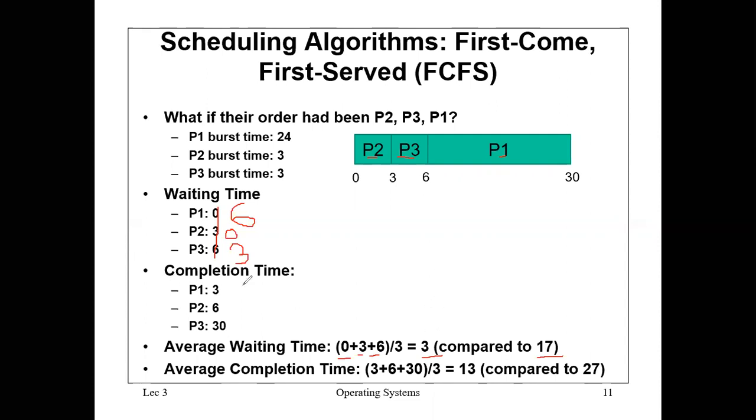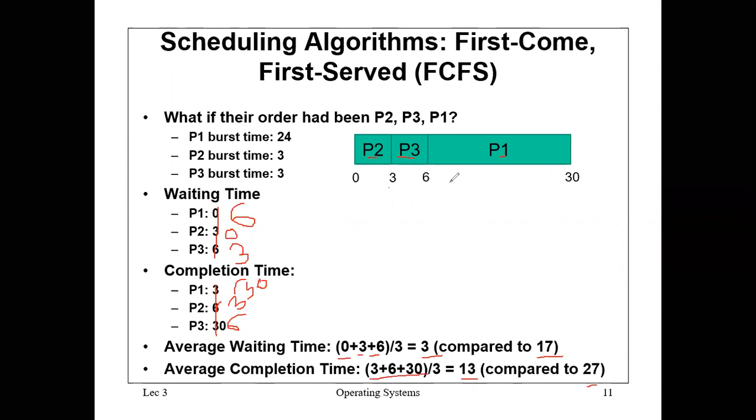Same goes for completion time. As you can see, P2 is finished at 3 seconds. P3 finished at 6 seconds. Sorry, this will be 6. And P1 finishes at 30 seconds. So again, the average completion time is now just 13 seconds. Previously it was 27 seconds.